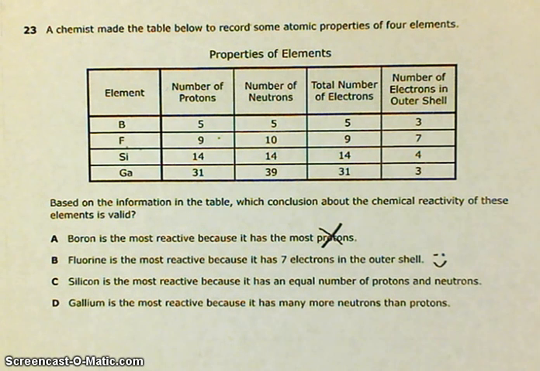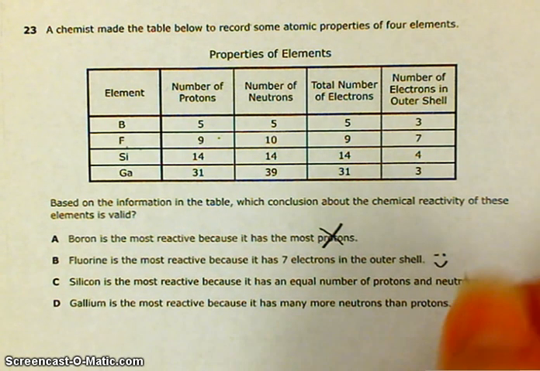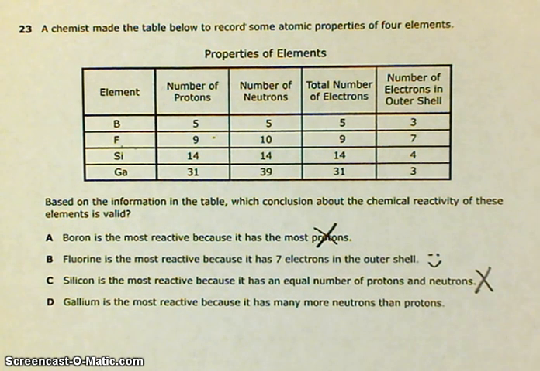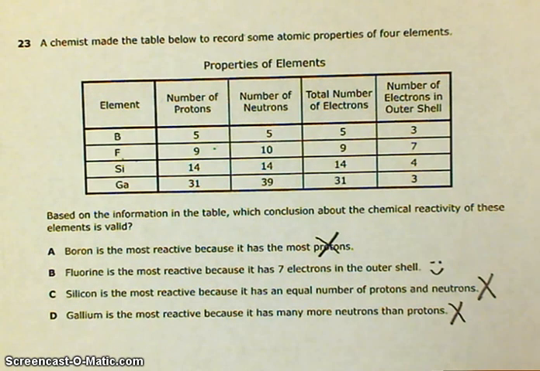Fluorine is very reactive. It's one of the halogens. It's a very reactive nonmetal. Silicon is the most reactive because it has an equal number of protons and neutrons. That has nothing to do with its reactivity. Reactivity has to do with valence electrons. Gallium is the most reactive because it has many more neutrons than protons. Again, neutrons and protons do not determine reactivity.